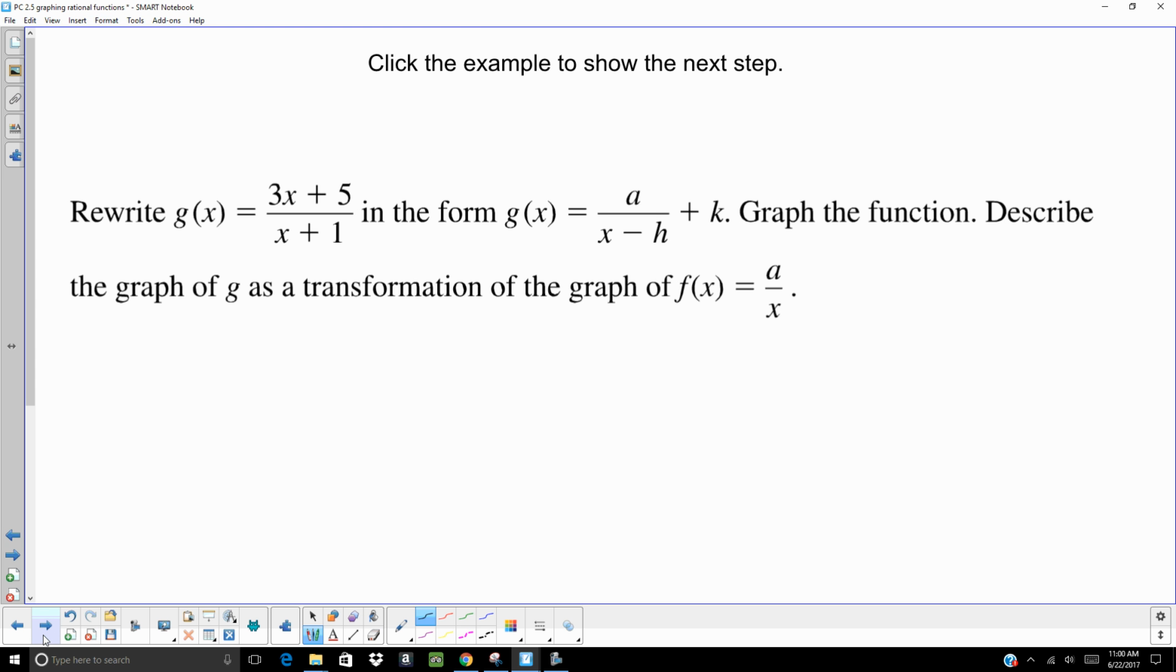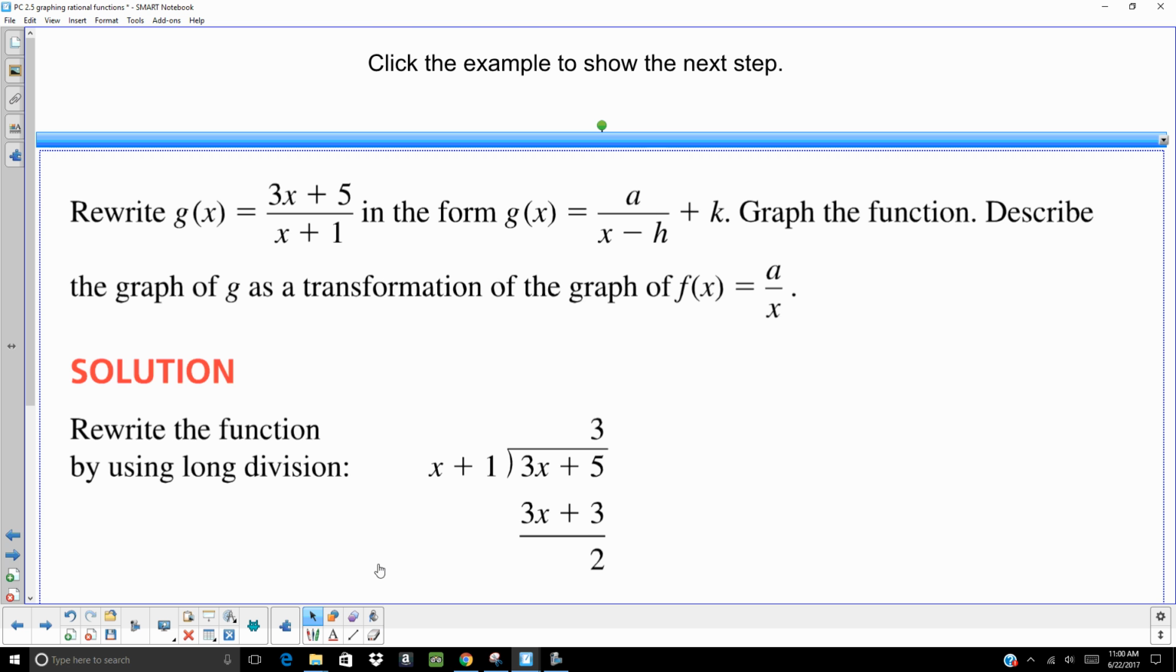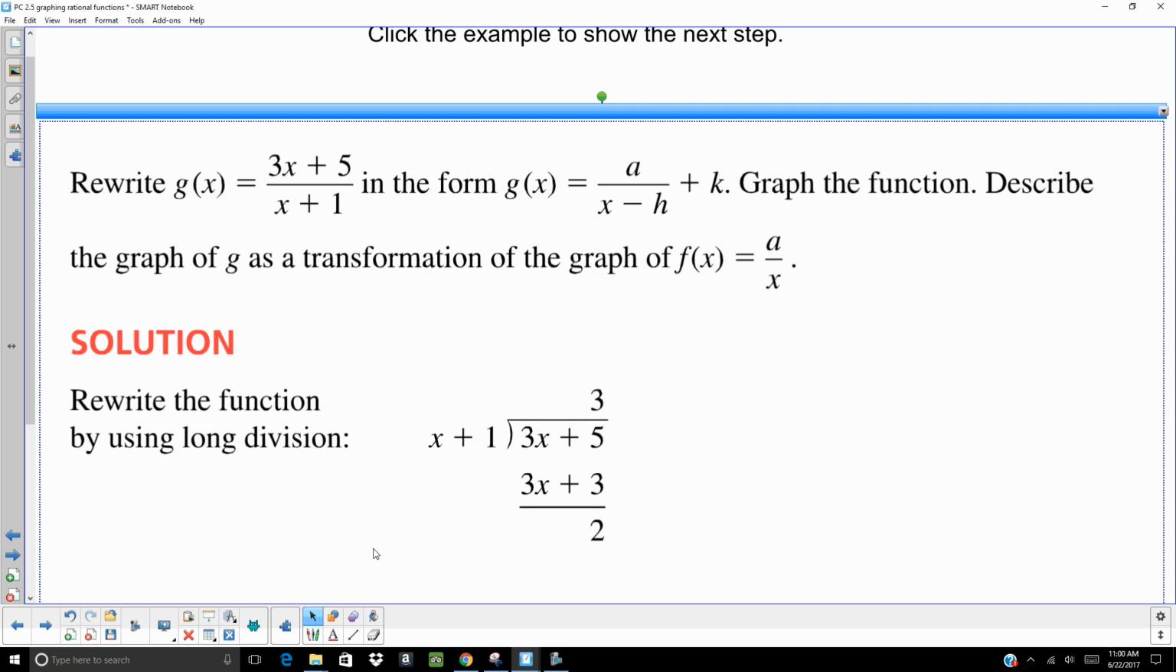On this one, we're going to want to rewrite (3x + 5)/(x + 1) in the form a/(x - h) + k, and then we're going to graph that function. This sounds difficult, but it's actually pretty straightforward. We're just going to use division. And actually long division, I think, is the easiest one on here.